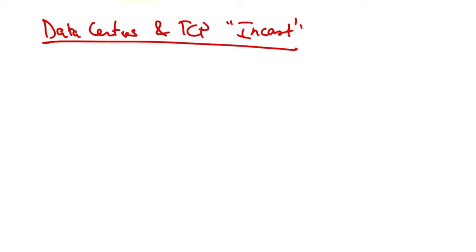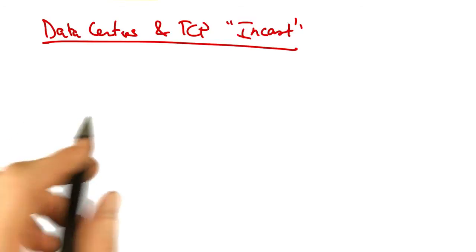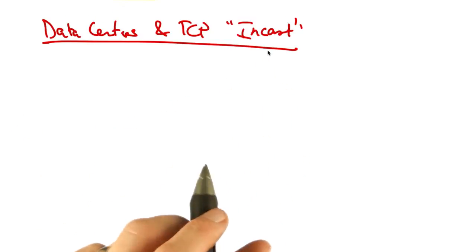We'll now talk about TCP congestion control in the context of modern data centers, and we'll talk about a particular TCP throughput collapse problem called the TCP Incast problem.